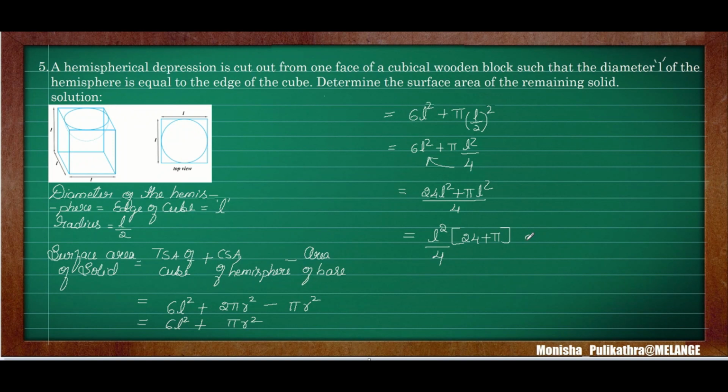So this is the surface area of the solid. Since no number has been given, we can't substitute anything. We can leave it like this. So the surface area of the solid is equal to L square by 4 into 24 plus pi centimeter square. I hope you understood this.